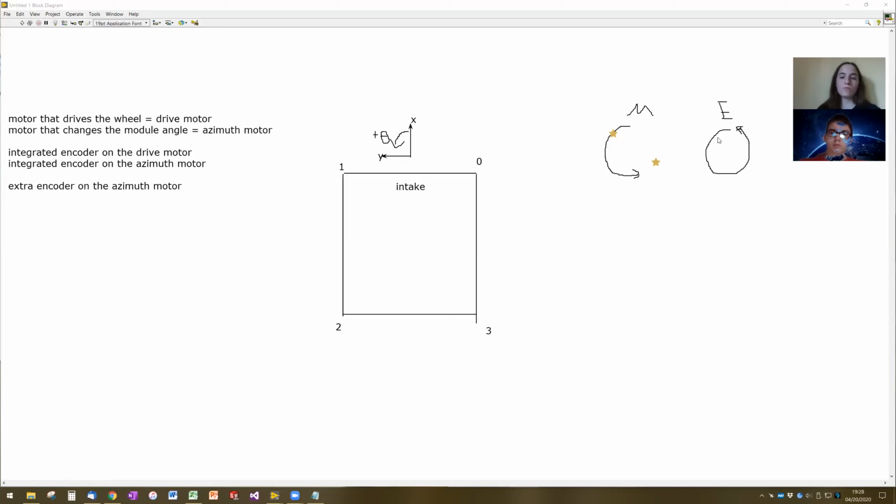You could also have an encoder that spun fewer times than the motor, but I don't know if you want to even talk about that option. But you could have an option where the encoder spins a lot more. And that is what you've got on the integrated encoder for the Azimuth motor. So it spins multiple times for one rotation of the module angle.